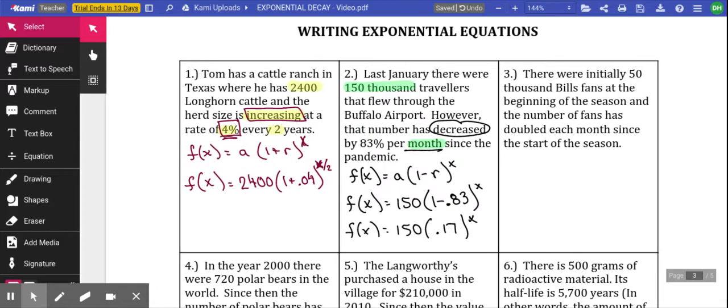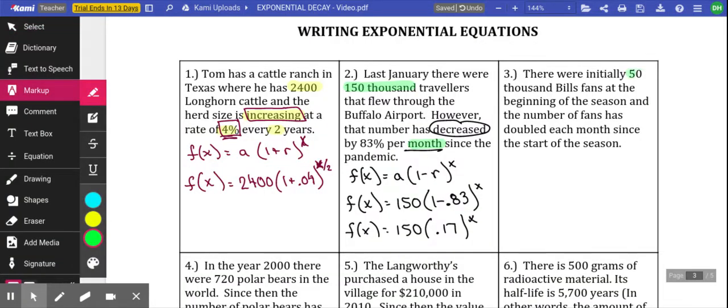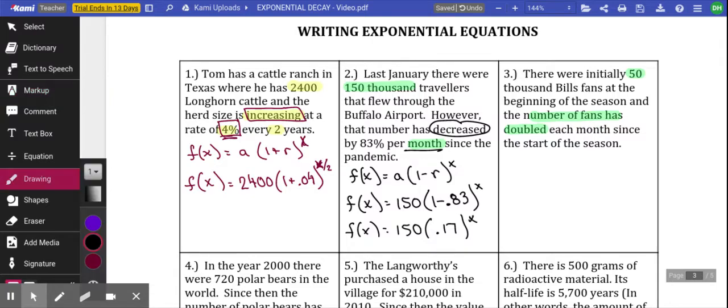We initially had 50,000 fans at the beginning of the season. And since that start, the number of fans has doubled every month since the start of the season. You may remember seeing that phrase doubling from last night's video. What that means is we're increasing at a rate of 100%. That's what it means to double something. So let's say the amount of fans is going to be 50,000 and it's doubling.